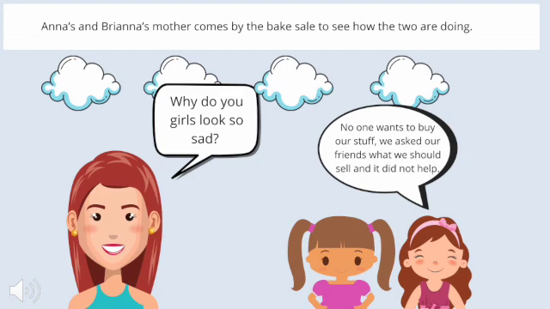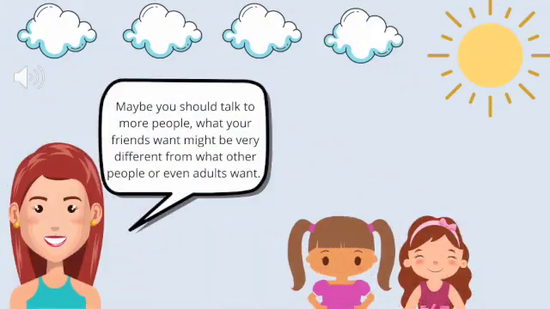Anna's and Brianna's mother came by the bake sale to see how the two are doing. "Why do you girls look so sad?" she said. "No one wants to buy our stuff. We asked our friends what we should sell and it didn't help." Well, maybe you should talk to more people. What your friends want might be very different from what other people or even adults want.